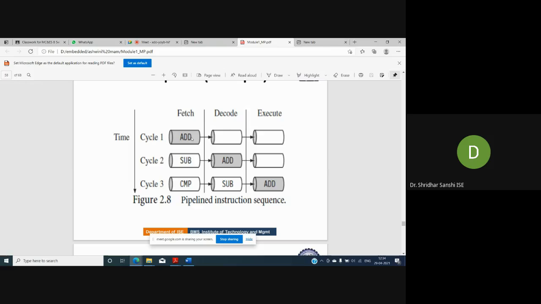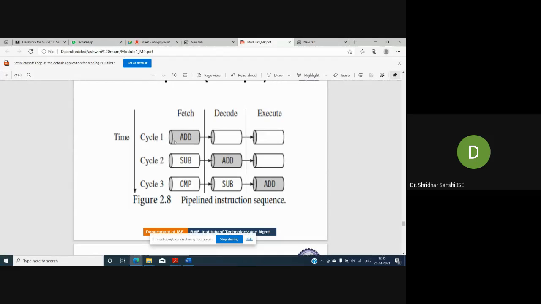Since it is a three-stage pipeline, for every instruction, at the third cycle it will be executed. See here, from here onwards one instruction will be executed for every cycle, until what? Until the pipeline is filled. Until the pipeline is filled, it will take more cycles. But once the pipeline is filled, then for every cycle, one instruction will be executed.